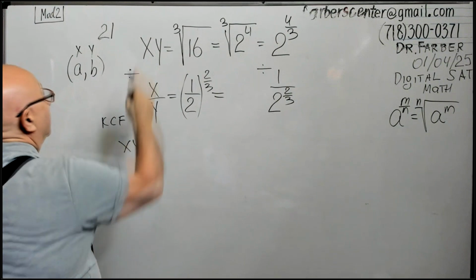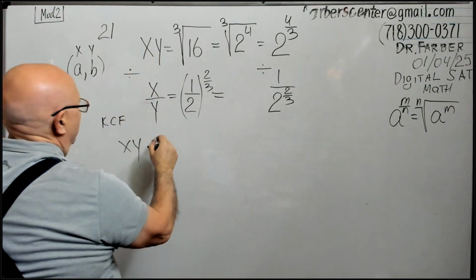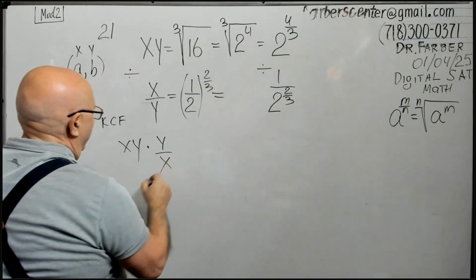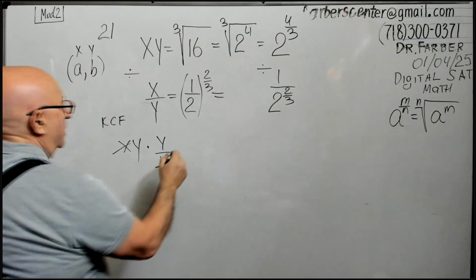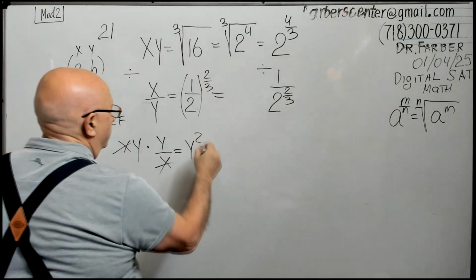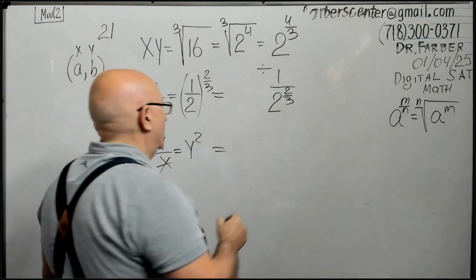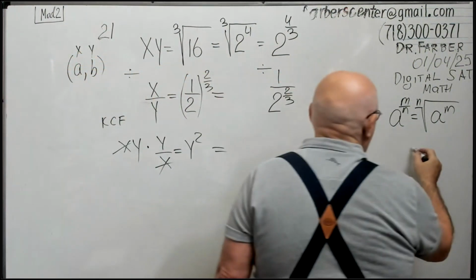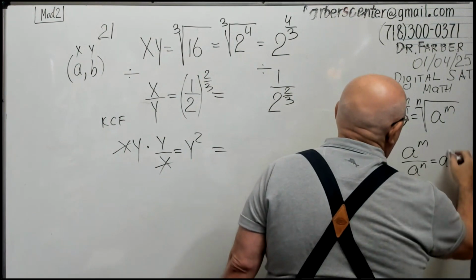X, y, keep like it is. Change division to multiplication, flip upside down. And instantly I cancel out x. And the left part will be y squared. Right part, I use this formula, a to power m divided by a to power n equals a to power m minus n.